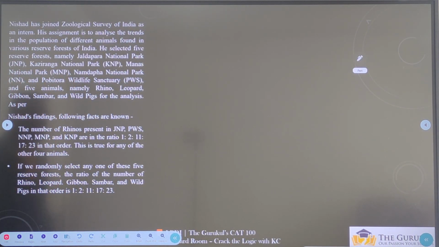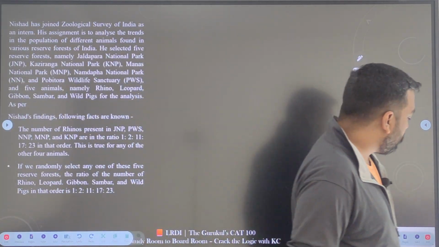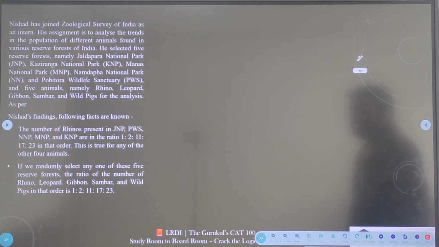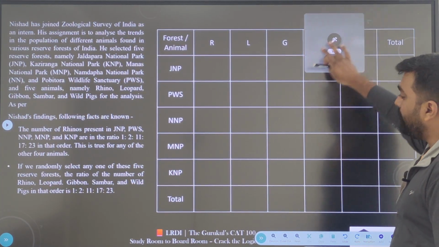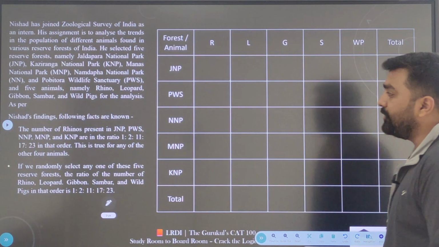Now, the first basic information we can say is that there are 5 different parks they are talking about, and there are 5 different animals. Clear till this part? So in every park, there are some animals which we don't know. Now, can I form a table like this? There are some parks and there are some animals which we don't know.